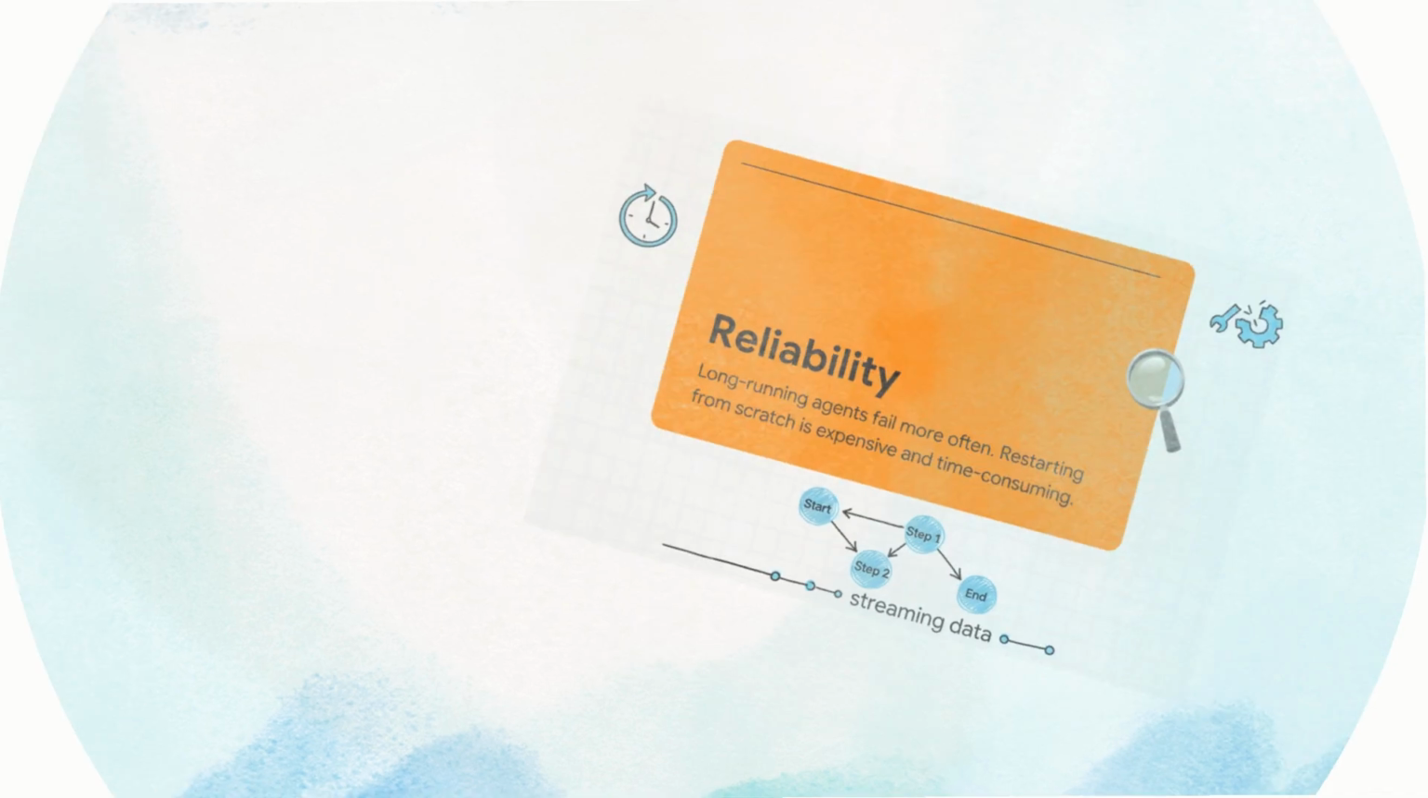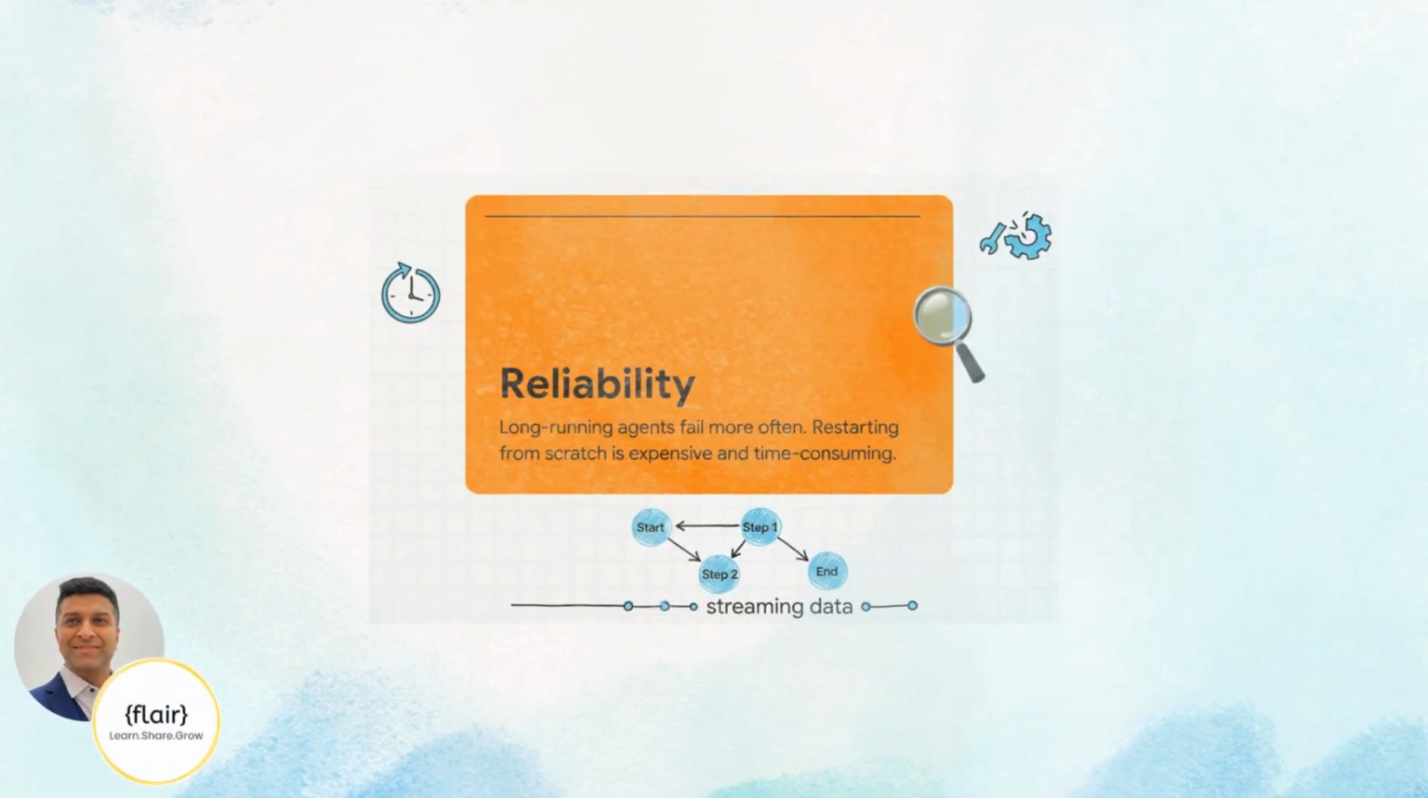Number two, reliability. It's simple math, right? The longer something runs, the more chances it has to break. Now, with a simple request, you just retry it, no big deal. But imagine your agent is 9 minutes into a 10-minute job. It's analyzed a bunch of documents, called three different APIs, and then it fails. Starting all over again from the beginning is just not an option. It's incredibly frustrating and it's also incredibly expensive in terms of API calls and compute time.